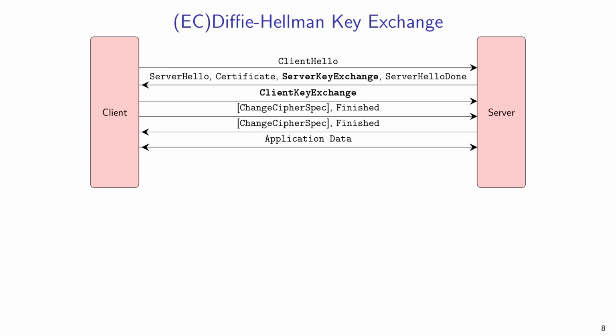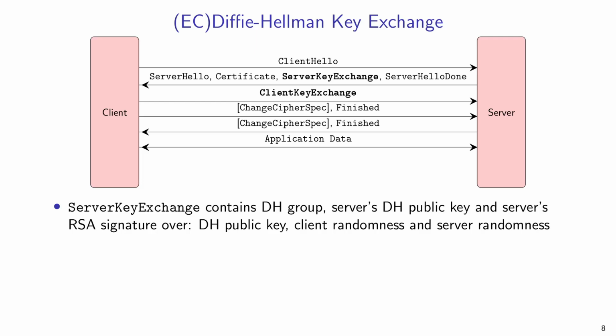Here is how this key exchange method looks in the TLS handshake. The handshake is a bit more complicated now. There is a new handshake message, server key exchange, sent by the server, and the content and format of the client key exchange message is a bit different. The server key exchange message contains the Diffie-Hellman group, the server's Diffie-Hellman public key, and the server's RSA signature over the Diffie-Hellman public key, client randomness, and server randomness. So by signing this data, the server proves that this ephemeral Diffie-Hellman public key has been generated by the server and was not substituted by some attacker.